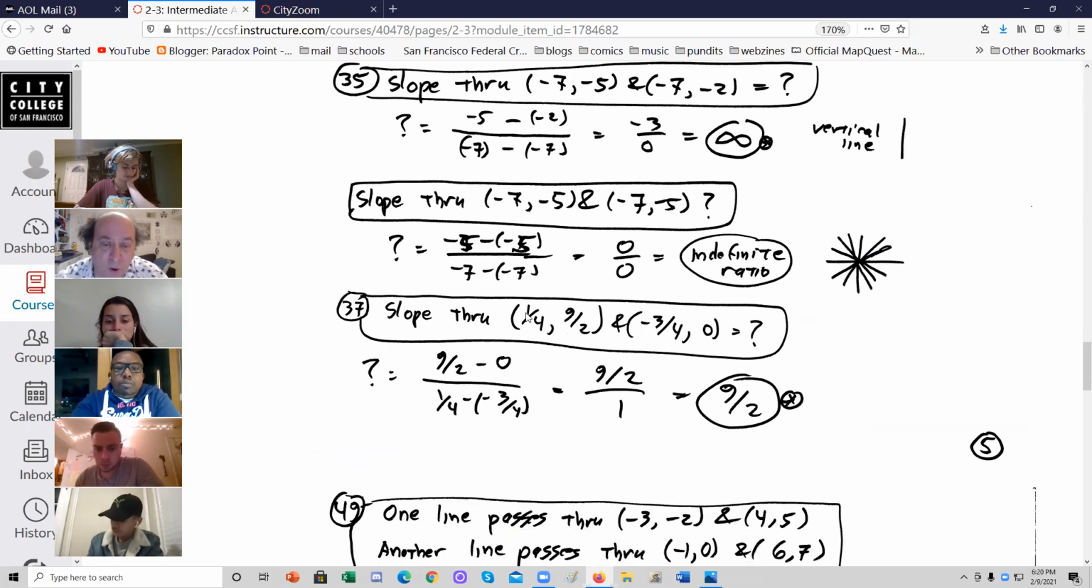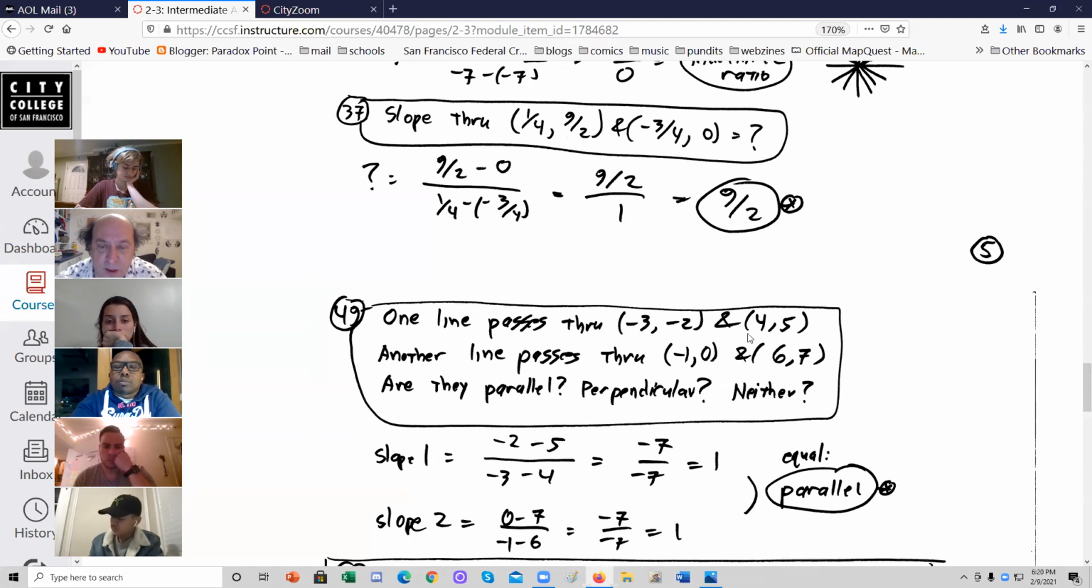There we have (1/4, 9/2) and (-3/4, 0). What's the slope? All right. 9/2 minus 0 in the numerator, 1/4 minus -3/4 in the denominator. It's 9/2 over 1, which is 9/2.